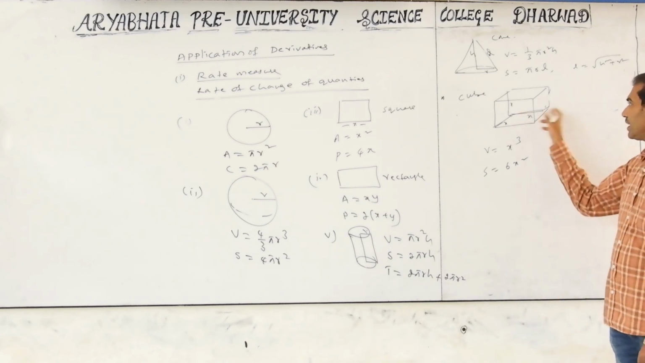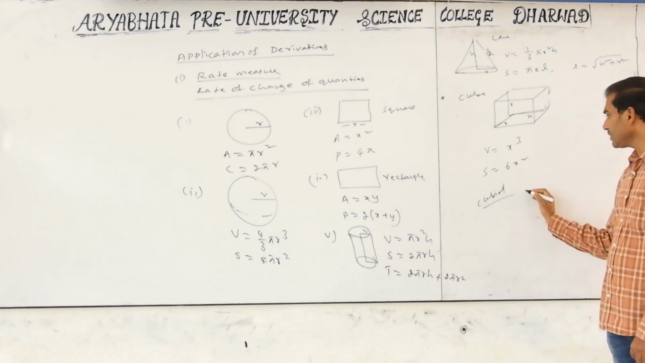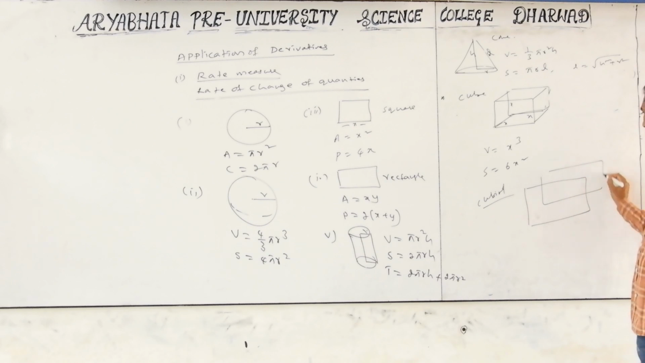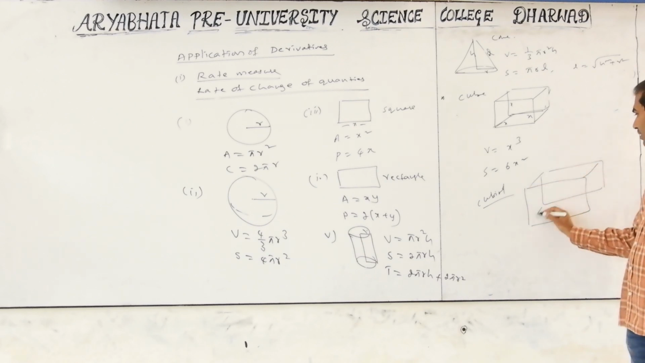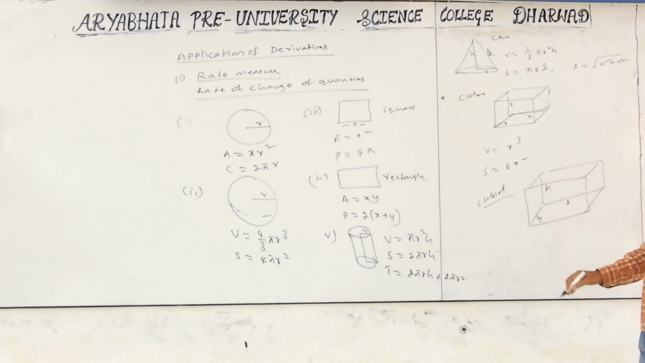Next, cuboid means length is different. Cuboid means like this. In a cube all edges are equal; here they are not equal. Then this is l, b, h. So the volume is l, b, h. Then the surface area is l b and up also l b, 2 sides. So 2 into l b plus b h plus h l.